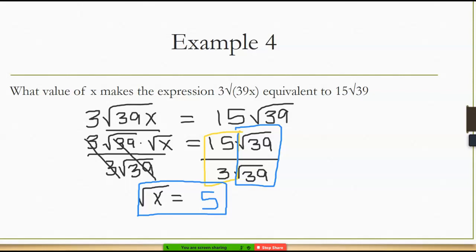Good. Well, 5. The square root of 5 isn't 5. The square root of Abby? 25. Very good. Think about the square root. You want to know what number would equal 5. So the square root of 25 equals 5. So that means, whoops, x needs to equal 25.